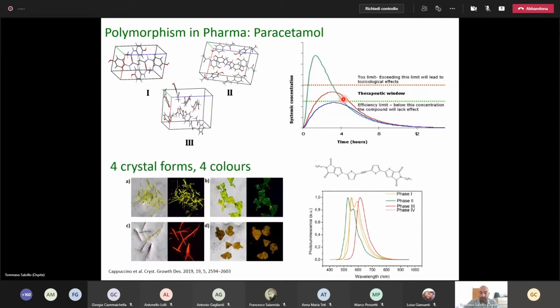Just quickly, another example recently from the literature. This is the molecule that the group here, Cappuccino et al., synthesized. 4 polymorphs of different colors, and this is very nice for application in light emitting dyes. So it's very easy to modulate the emission of the device, just by changing the experimental conditions to grow the film or the single crystal.